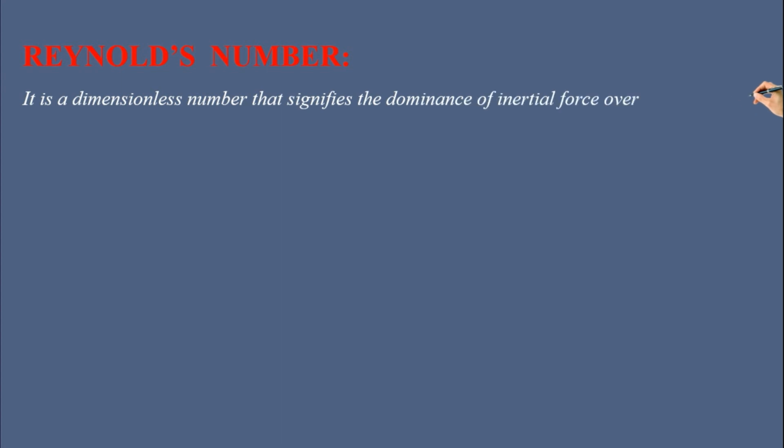Reynolds number. It is a dimensionless number that signifies the dominance of inertial force over viscous force. Re equals rho V L by mu. From the above equation we can clearly understand that Reynolds number depends on viscosity, but not on gravitational force. Hence, we can conclude that Reynolds number can be used in pipe flow, where viscosity between layers of fluid plays a major role.